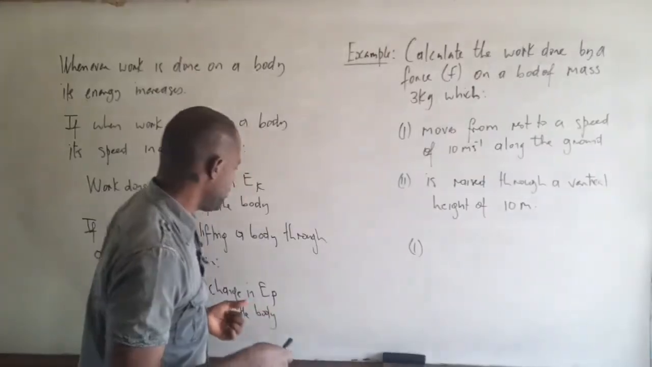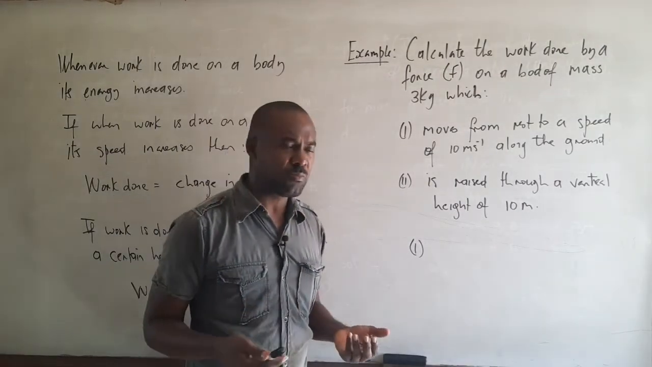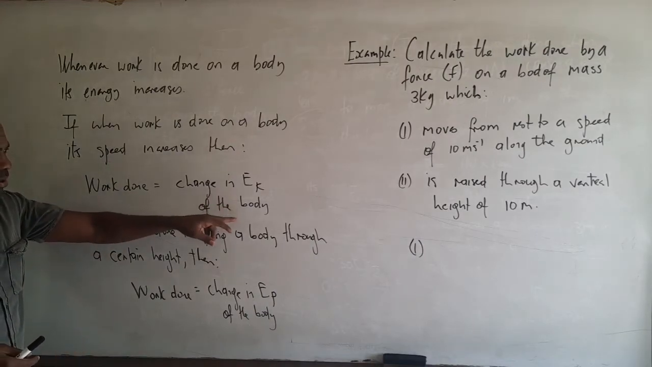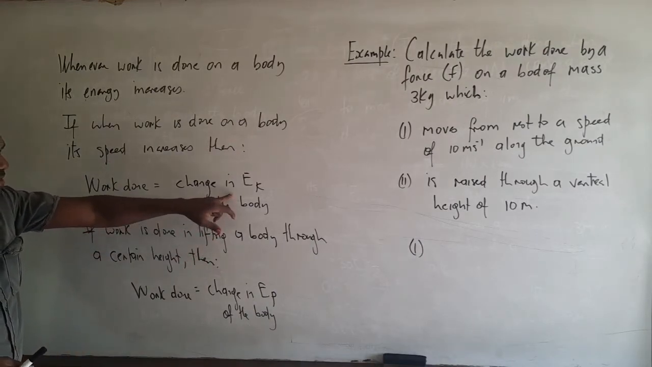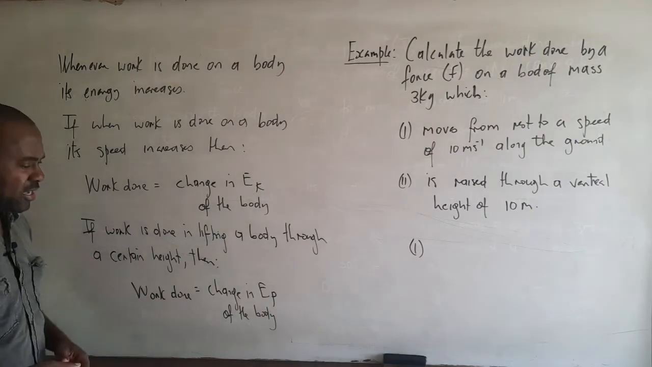So therefore, we cannot use the typical formula for calculating work, which is to multiply the force by the distance moved. So we have to use the fact that the work done is equal to the change in the body's energy, in the first case, kinetic energy, and in the second case, the change in the gravitational potential energy.